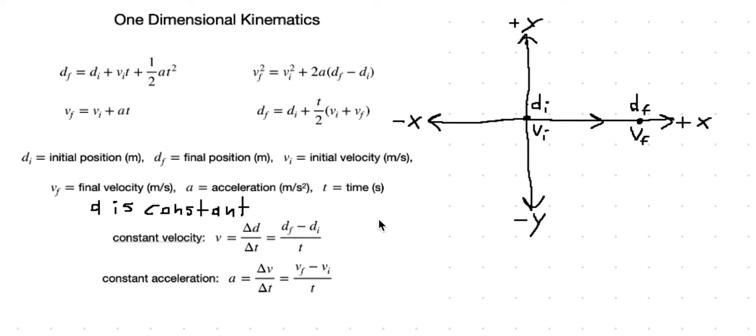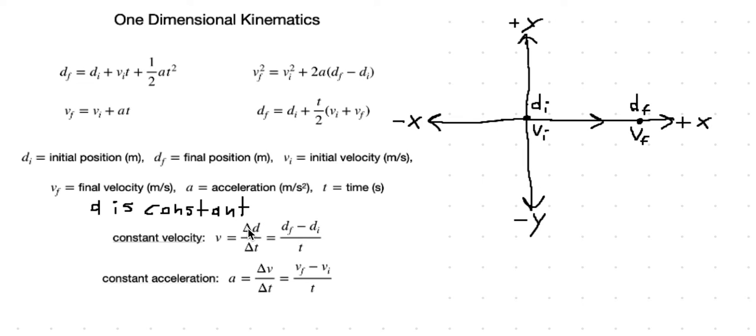And let's say we have a constant velocity. So a constant velocity means that the velocity is not changing with time. So basically the initial velocity is going to be the same as the final velocity. So if we have that case, we can write the velocity as the change in distance over a change in time. So this triangle here means delta, which means change. So this is written as change in d over change in t.